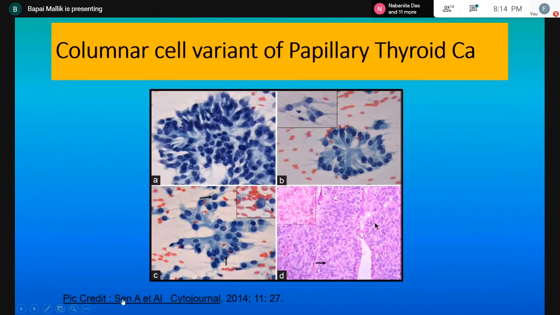Now, this particular set of pictures is from an article by Sen et al., published in Cyto Journal in 2014. What they say, and what we all know, is that we look for this kind of stratification of the nuclei. You see a nuclear stratification here, a little bit of stratification here. The nuclei are supposedly more hyperchromatic. Here it looks, okay, not as pale a chromatin as you expect to find in papillary thyroid carcinoma. So this is almost forming a rosette. So this is a columnar cell variant papillary thyroid carcinoma. Picture taken from the web, from Cyto Journal, from an article by Sen et al., 2014. So thanks to them.